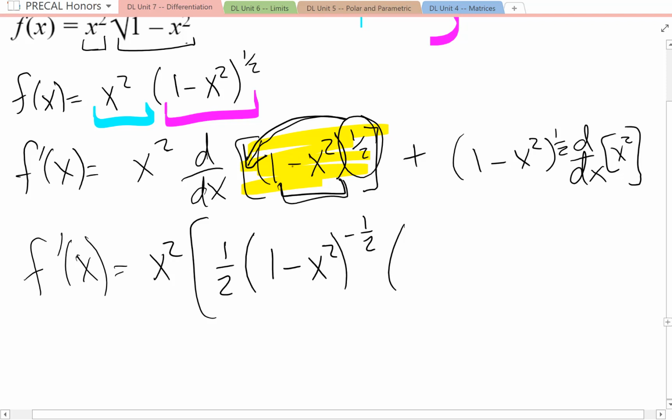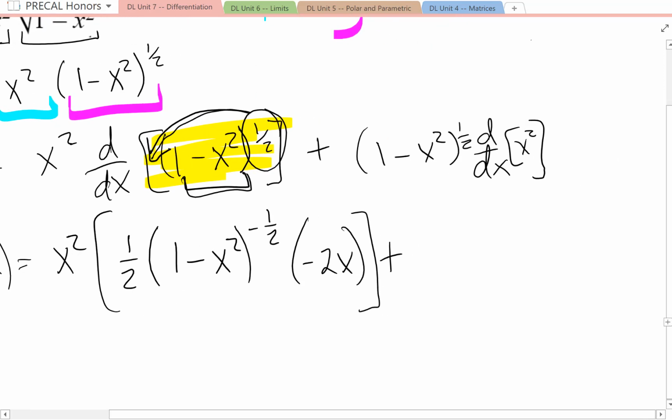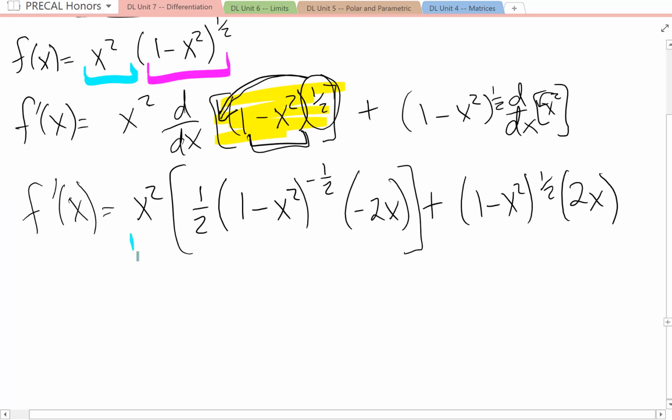What is the derivative of 1 minus x squared? Well, pop down, power down. So negative 2x to the 1. And the derivative of 1 is just 0, so that does not affect it. Negative 2x is our derivative of the inside. That's being added to 1 minus x squared to the 1/2 times the derivative of x squared, which is, pop down, power down, 2x. You have a term here, it's all a product, plus a term here, it's all a product.